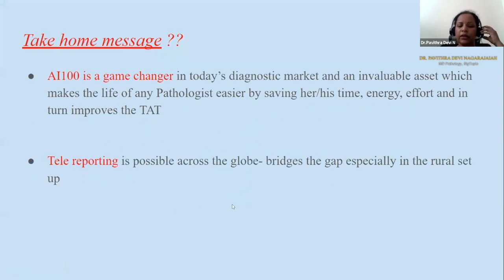As stressed by the previous speakers, it bridges the gap, especially in the rural areas where there is lack of healthcare facilities, where there is lack of diagnostic expertise. You just have to put up AI100 in such places and tie up with a qualified pathologist or a hematopathologist who's sitting in a faraway metro city, and you can get your diagnosis on a daily basis. So telereporting is a huge advantage over here. And the data storage is hassle-free, as you have already heard so much about it.